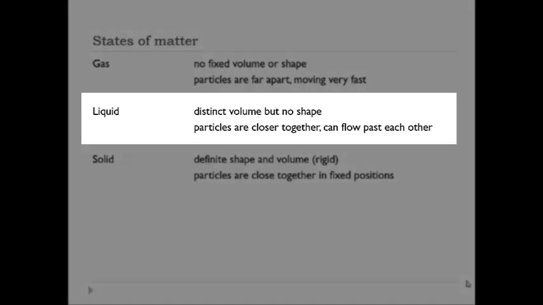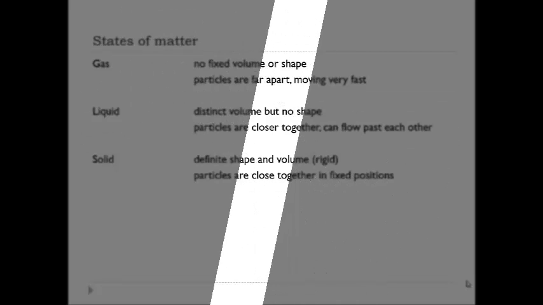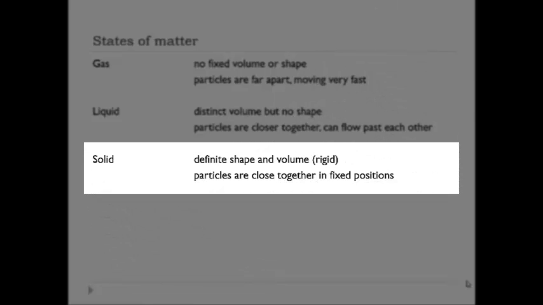A liquid has a distinct volume but no shape. And in a liquid, the particles are closer together and they can flow past each other. A solid has definite shape and volume. A solid is considered to be rigid, and the particles are close together in fixed positions.